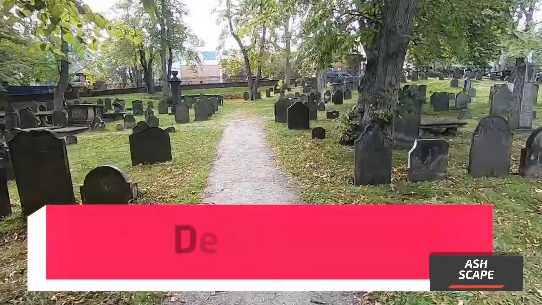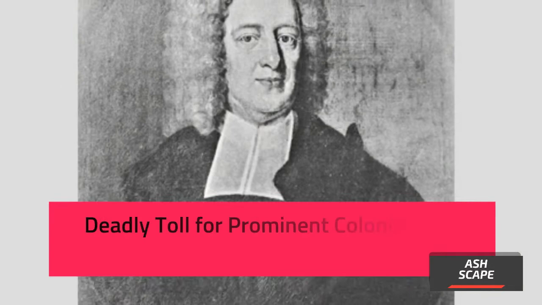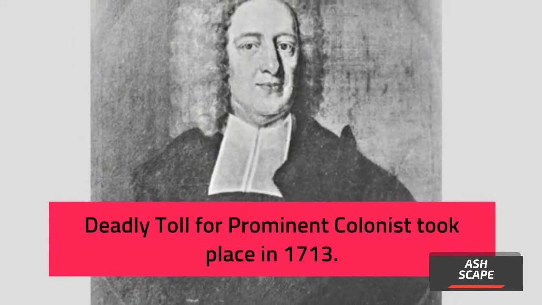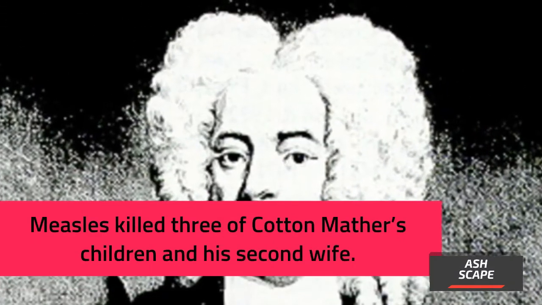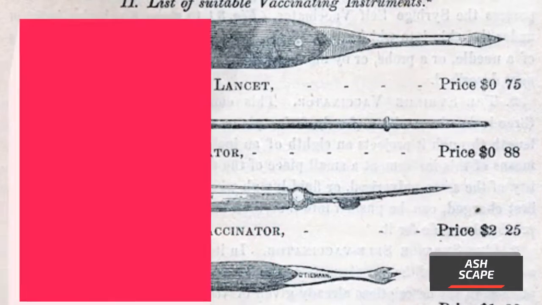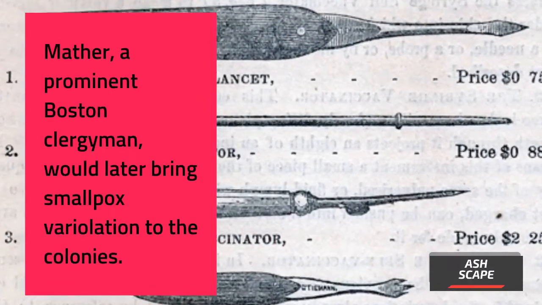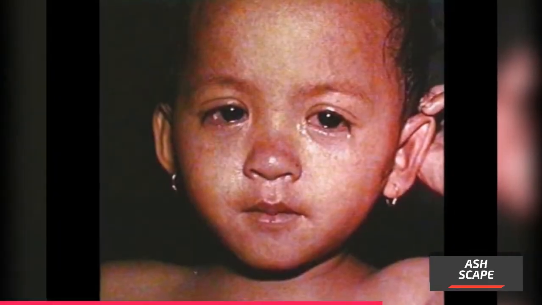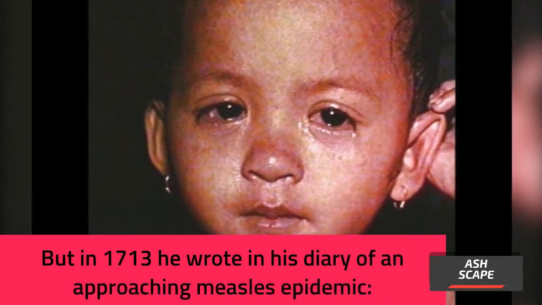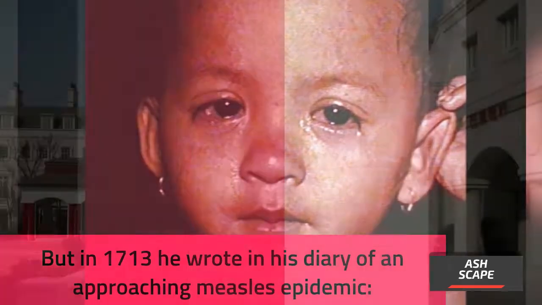Deadly toll for prominent colonists took place in 1713. Measles killed 3 of Cotton Mather's children and his second wife. Mather, a prominent Boston clergyman, would later bring smallpox variolation to the colonies. But in 1713 he wrote in his diary of an approaching measles epidemic.